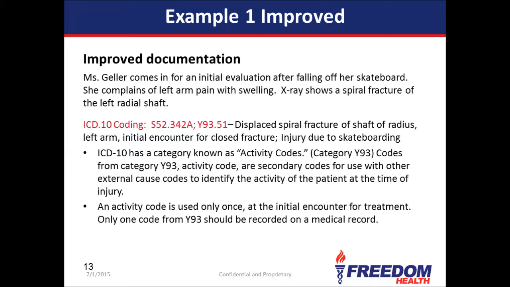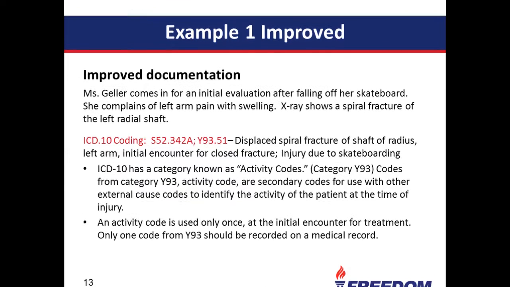There are secondary codes for use with other external cause codes to identify the activity of the patient at the time of the injury. And you only use the activity code once. So in this situation, the primary code is actually the code for the fracture, S52.342A, and the secondary code, Y93.51, tells us what the patient was doing. Not very difficult. Again, this is something your coder knows. You just have to remember to put it in. What was the patient doing when they were injured?